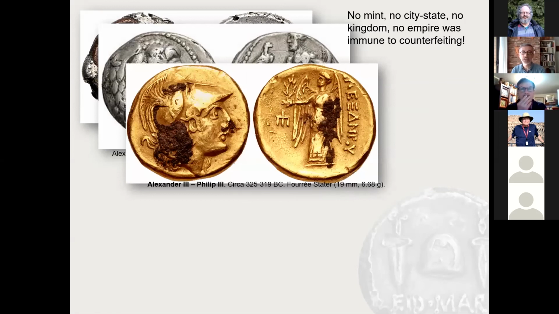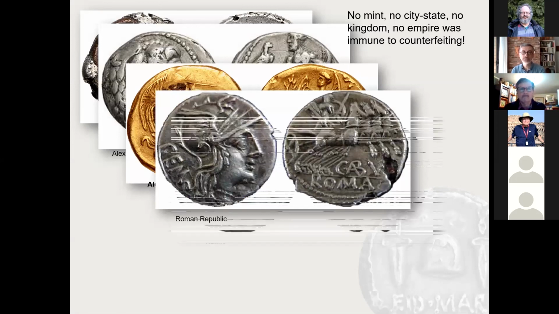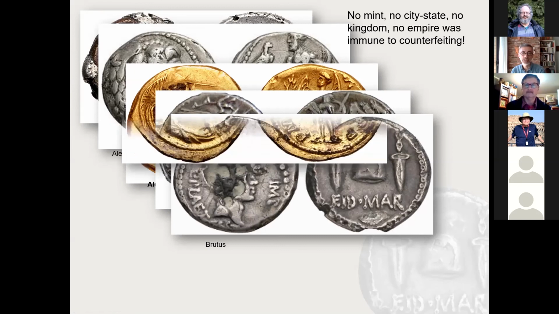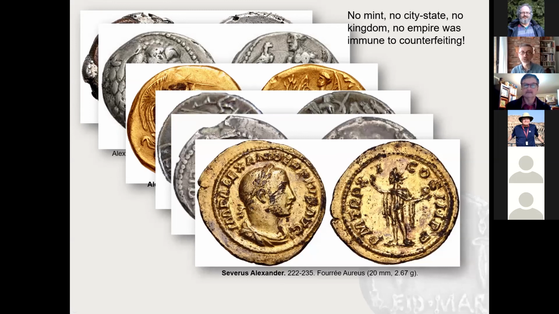Here is an Alexander III Philip III type with bronze core, and here is a Roman Republican piece, very well-known piece, and maybe one of the most famous ones would be an 8R Denarius. They are extremely rare, and they sold for ridiculous prices, but counterfeiters simply didn't miss the chance. And then, of course, you have Roman gold coins being counterfeited all along.